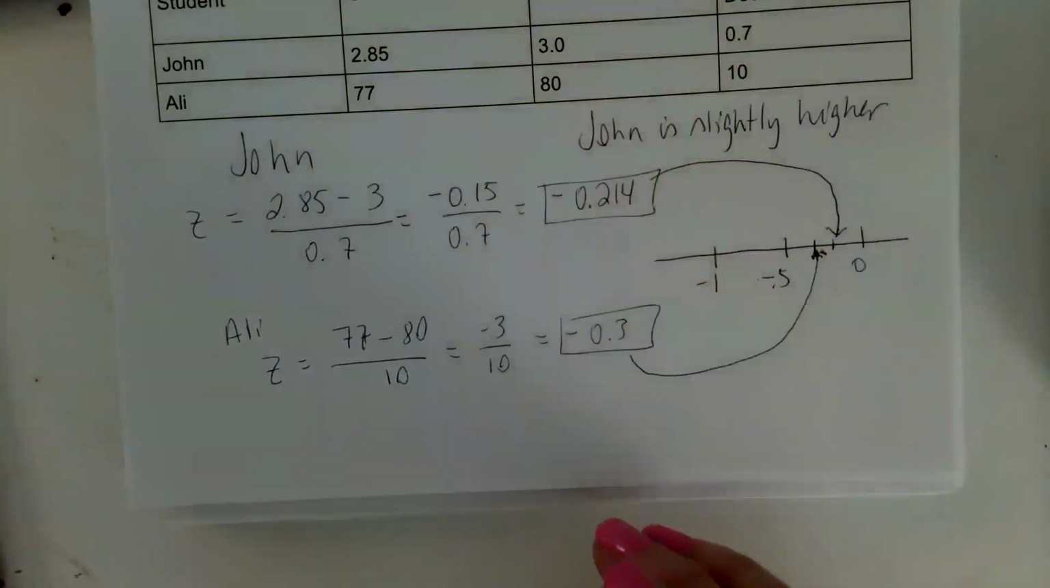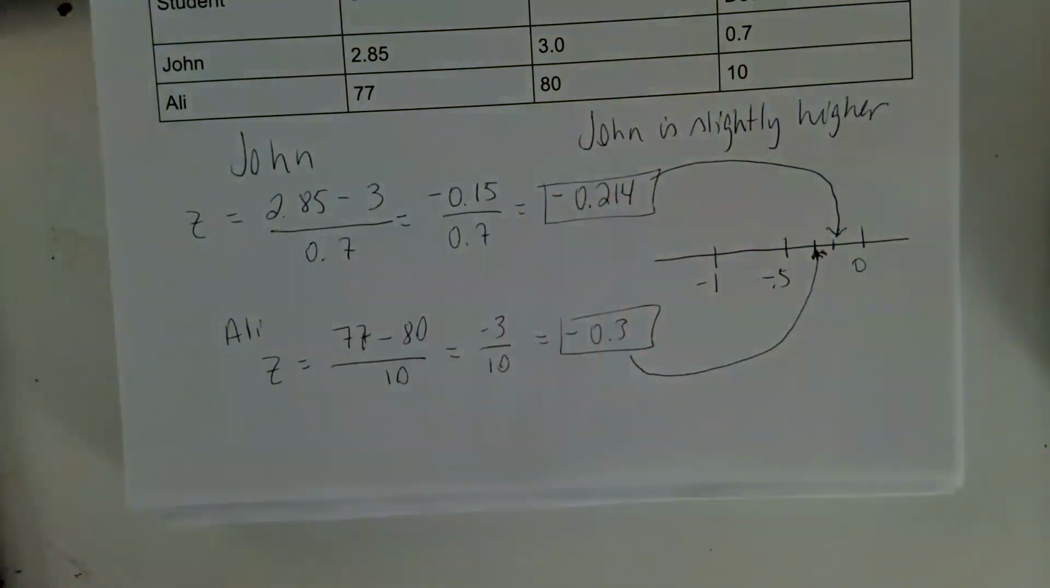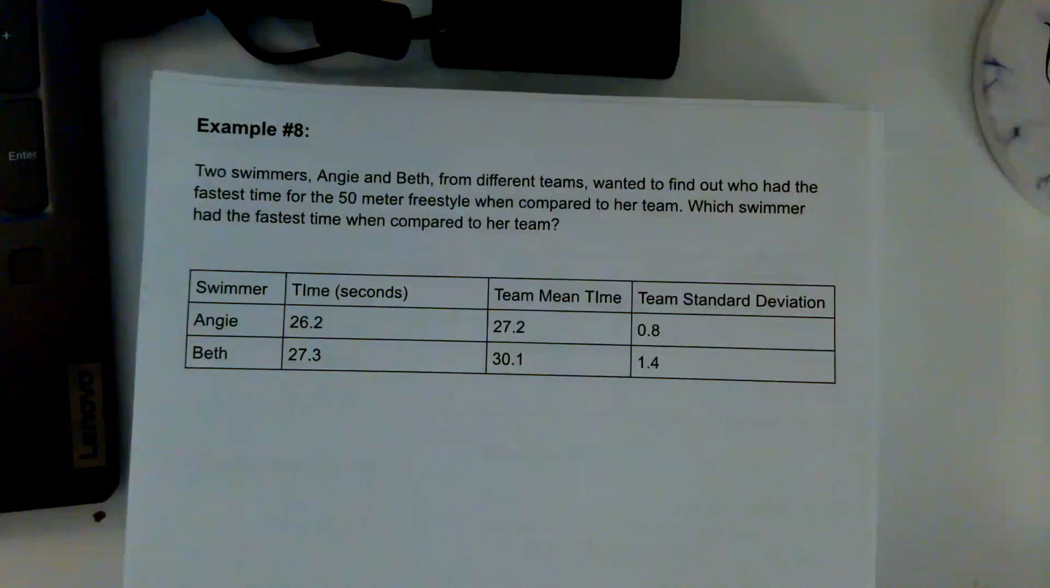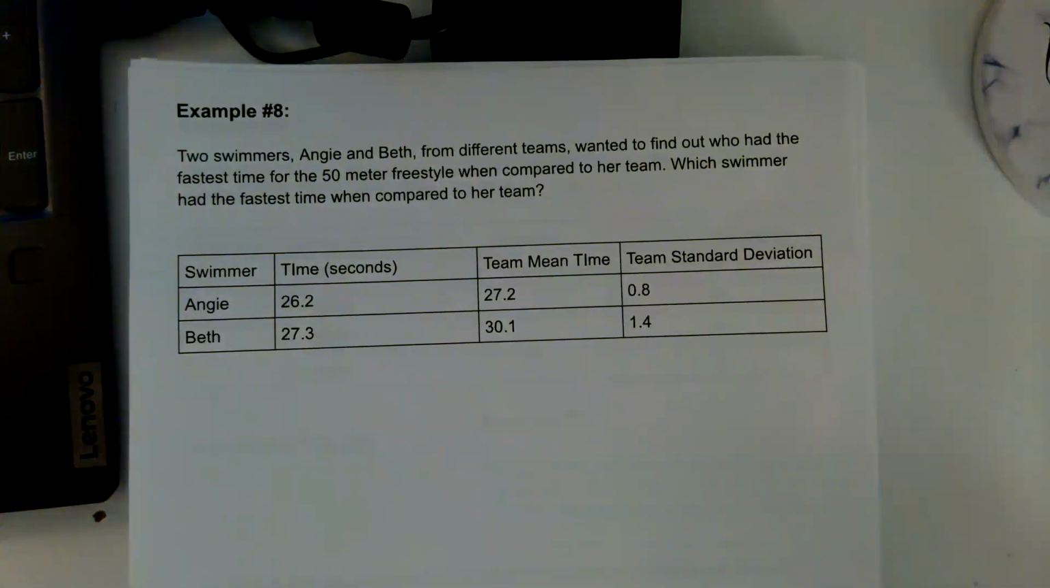Compared to the other students at his school. Let's look at another. Example 8 says, 2 swimmers, Angie and Beth, from different teams, wanted to find out who had the fastest time for the 50-meter freestyle when compared to her team. Which swimmer had the fastest time when compared to her team?